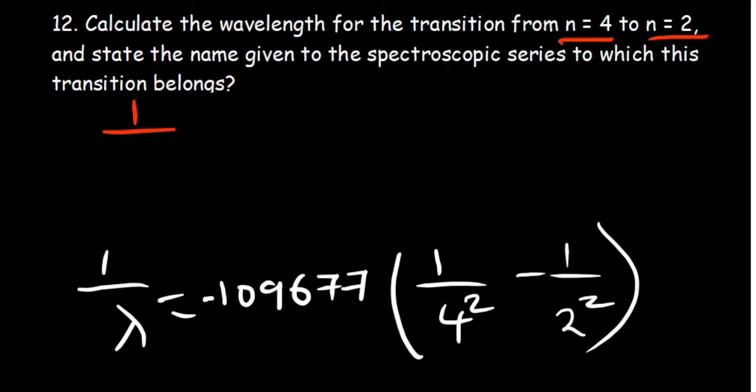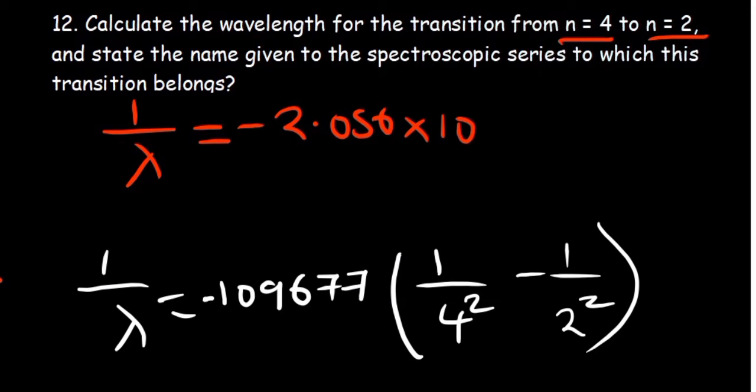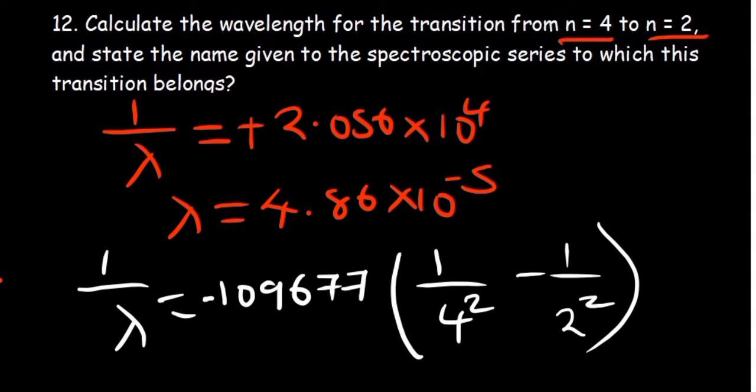So we have 1 over wavelength being equal to negative 2.056 times 10 to the power 4. It's basically a positive value there. Finding the wavelength requires you to find the reciprocal of that, so divide that into 1. What you have is 4.86 times 10 to the power negative 5. Remember this is in centimeters because of the Rydberg constant.